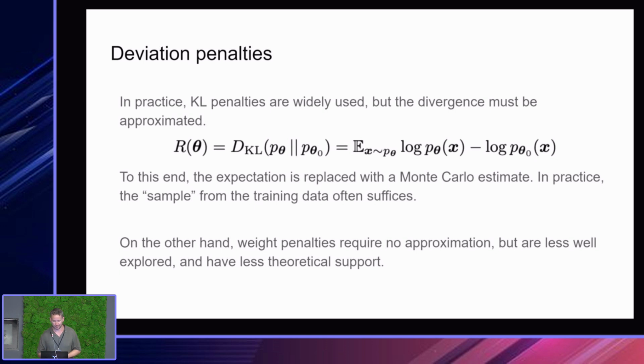On the other hand, weight penalties require no approximation, but for some reason they're not used quite as widely. And when you start using these KL penalties, you can make some Bayesian arguments, for instance, that you're doing a Bayesian update to your pre-trained language model rather than something else. And for those of us who like Bayesian reasoning, it's a pretty story. I don't know if it really practically makes a difference.